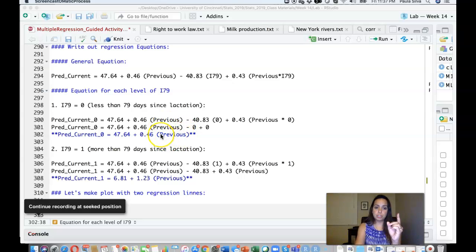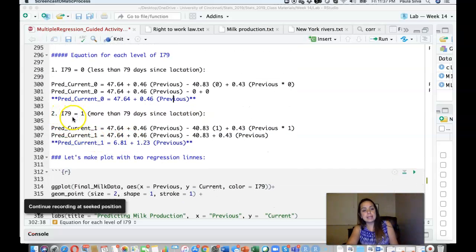If previous milk production increases by 1 unit, current milk production will increase by 0.46. And that's the intercept of the model, okay? That's the expected production when previous milk production was 0. So that's a constant. You always add that to this product here. So you start out at 47.64 and you add 0.46 for each unit increase in previous milk production.